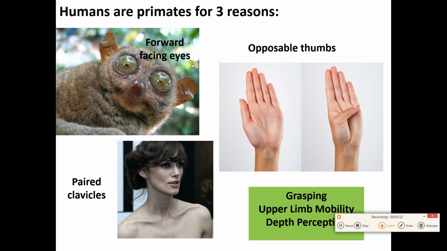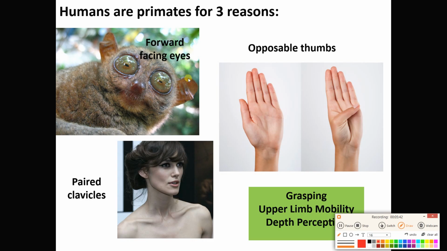Okay, we're also part of this group called primates, and there are 3 reasons we're primates. Number 1, we've got forward-facing eyes. The forward-facing eyes is really good for depth perception. We also have opposable thumbs, so thumbs that can move, like this person is demonstrating here. Opposable thumbs are really good for grasping.